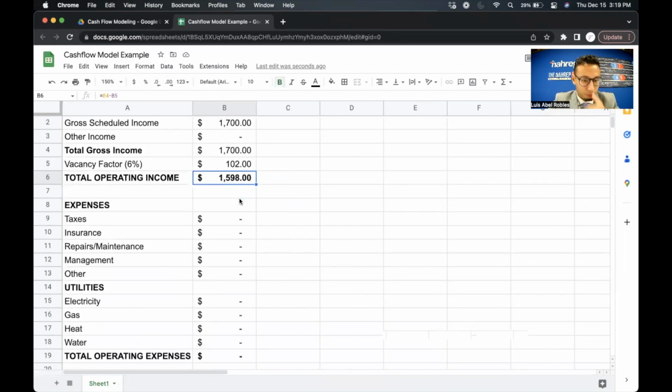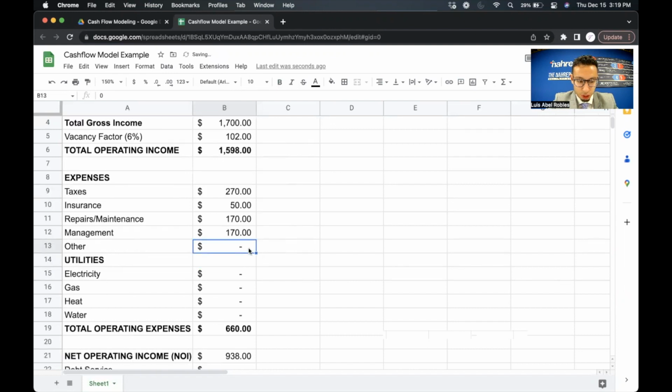Let's say the taxes on this property is going to be about $270 a month. Your insurance about $50 a month. Repairs and maintenance, you could do kind of like a 10% factor, right? Management, if someone is managing your property, you can also have about a 10% charge.